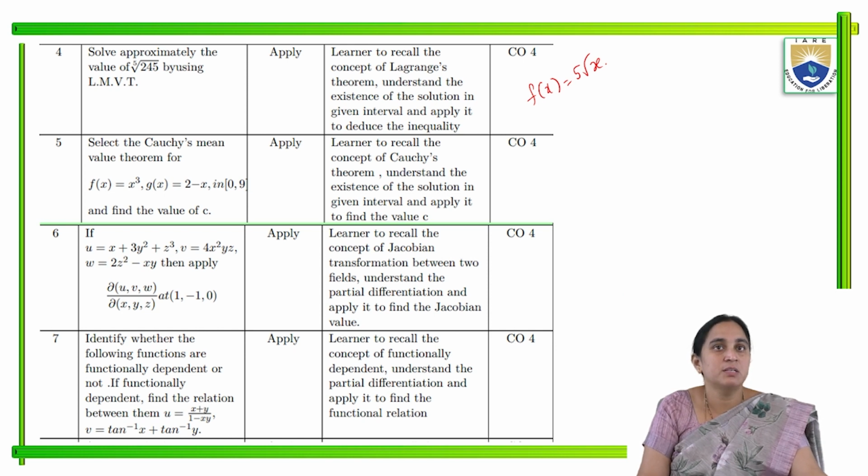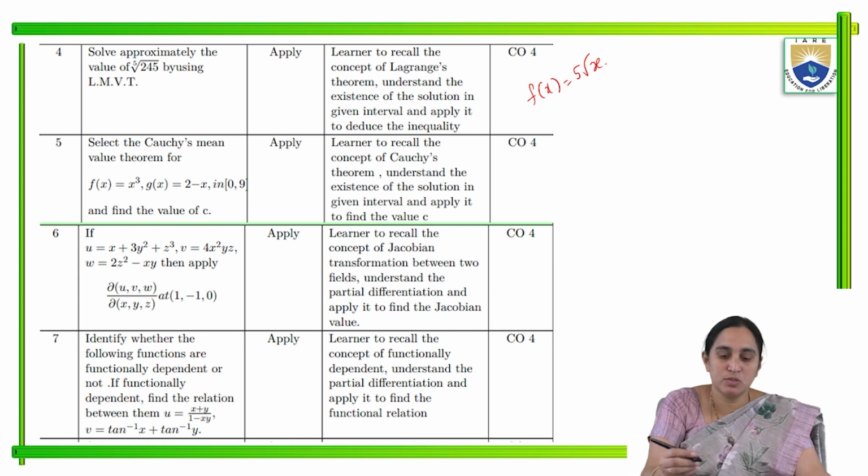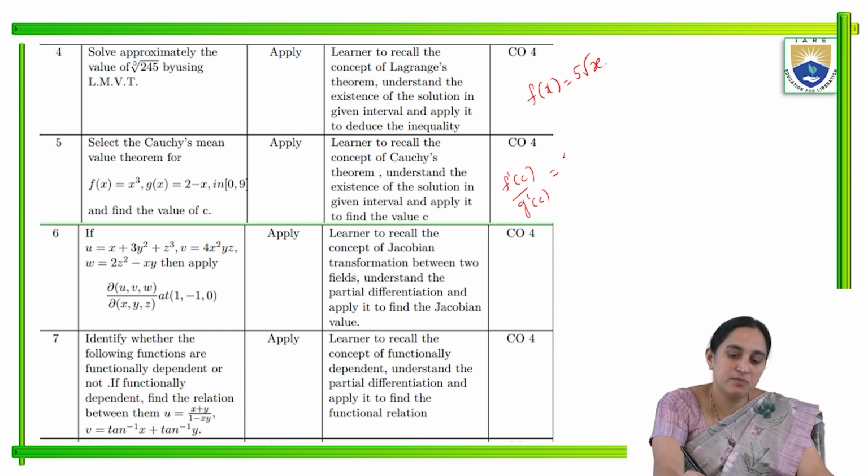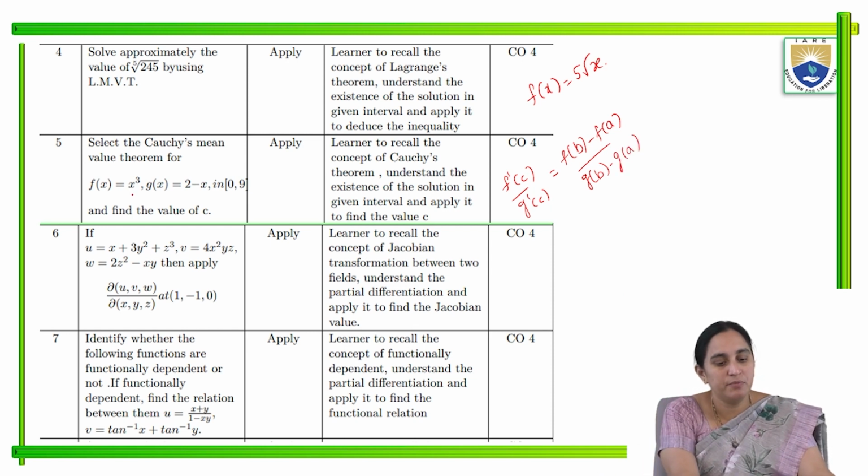First, the function is continuous in the closed interval a comma b. It is differentiable in the open interval a comma b, and g dash of x is not equal to 0. If the three conditions are satisfied, there exists c belonging to a b, such that f dash of c by g dash of c is equal to f of b minus f of a by g of b minus g of a. You have to verify each and every condition for the given two functions. One is f of x is equal to x cube and another one is g of x is equal to 2 minus x in the closed interval 0, 9.